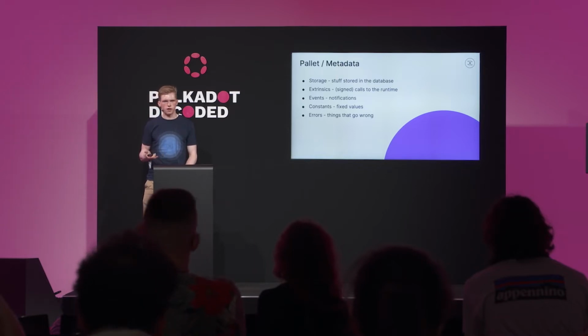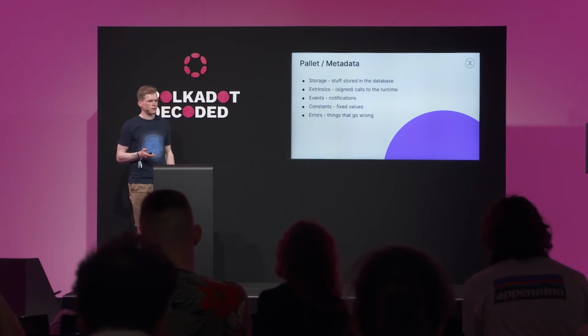Extrinsics are the things that we sign in order to move that state transition function on. Events are more like notifications for downstream systems. Subxt leverages these quite significantly for a lot of its processing. We then have constants, so these are fixed values, and errors that describe the things that could go wrong.